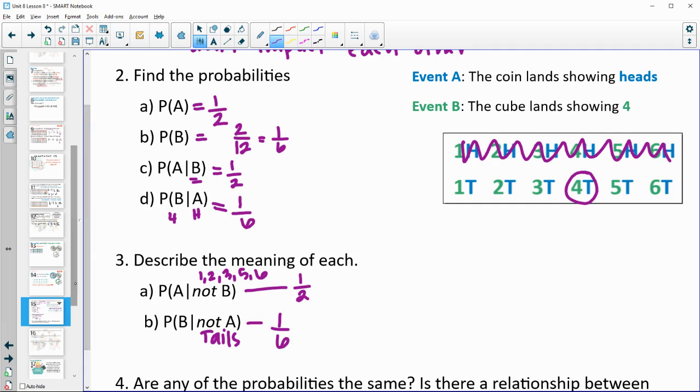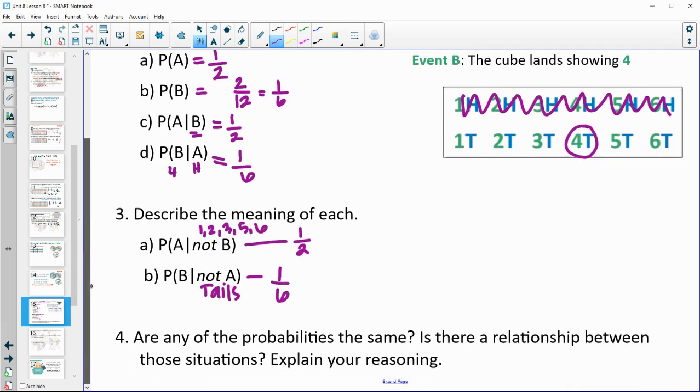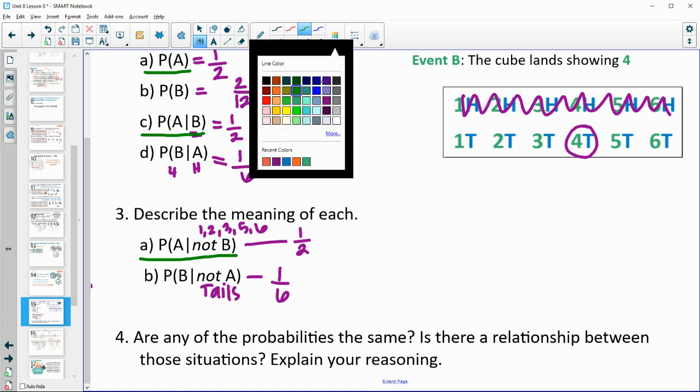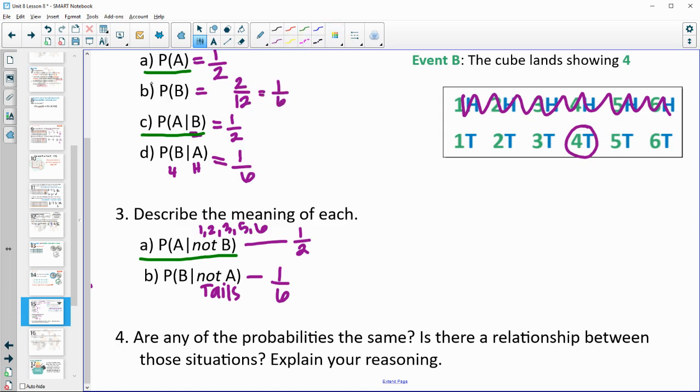So are any of these probabilities the same? Is there a relationship between these situations? There are probabilities that are the same. The probability of A is the same as the probability of A when we know B has happened, and it's also the same as the probability when we know not B has happened. And then the probability of B is the same as the probability of B if A happens, and it's the same as the probability if A does not happen. And that's because these are independent.